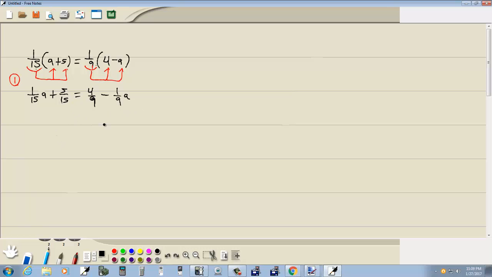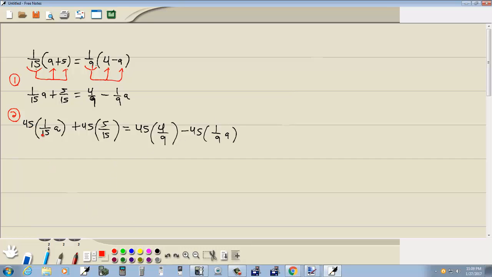Okay. Now, step 2. Get rid of fractions. Multiply everything by the LCM of all your denominators. We got 15 and 9, and that should be 45. So take 45 times 1/15 A. We'll take 45 times 5 over 15 equals 45 times 4 over 9 minus 45 times 1 over 9 a.